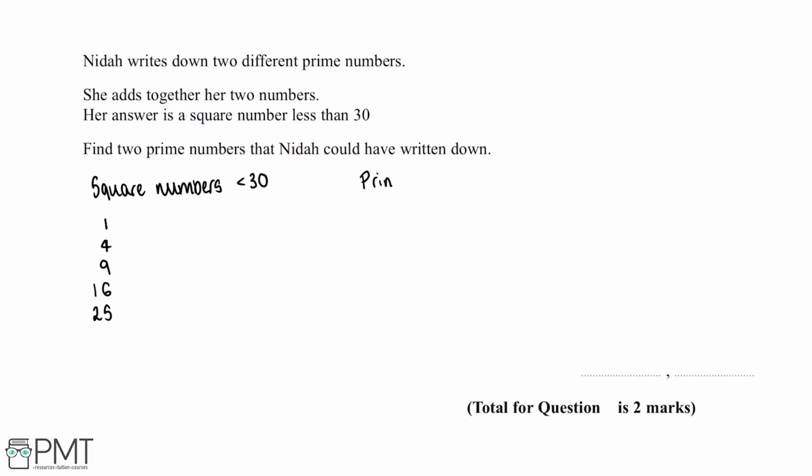The next thing we can do is write down some prime numbers. So the prime numbers below 30 are 2, 3, 5, 7, 11, 13, 17, 19, 23 and 29. So we want to find 2 of these numbers which we'll add together to make one of these numbers. So if we start off with the square number 1, as we can see there aren't any prime numbers which we can add together to make 1, so we can cross this out.